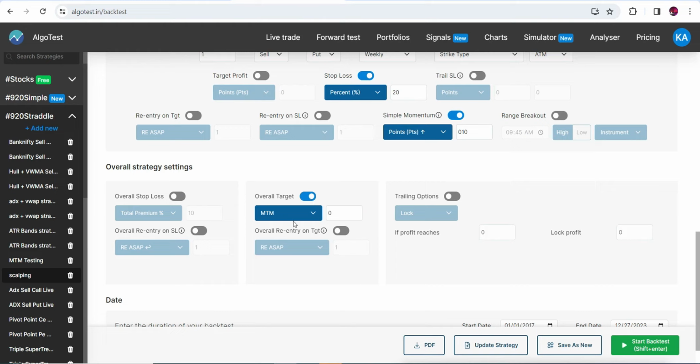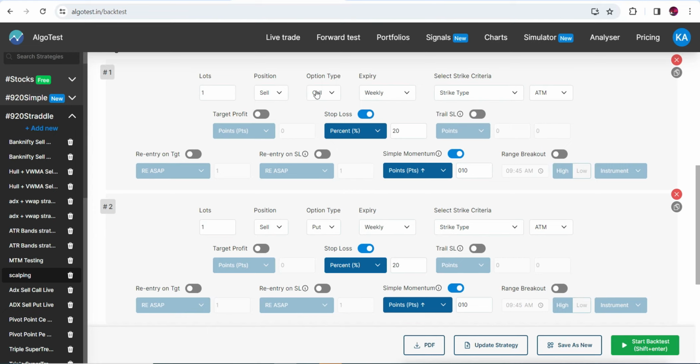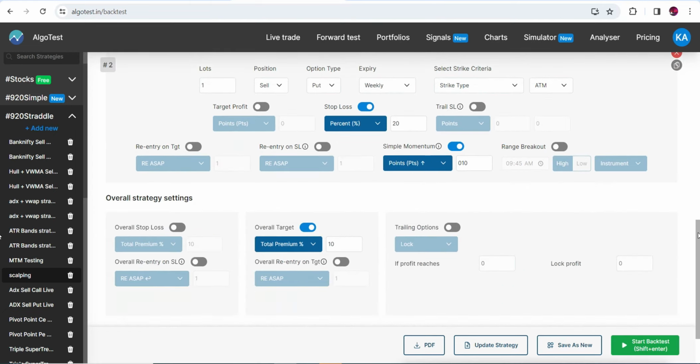It works the same as overall stop loss: if we get 1000 profit, a 1000 target in our strategy, it will exit that strategy. We can enter any number in MTM terms. If we enter 5000, it means that at any point of time, if our strategy profit hits 5000, it will exit that strategy. Total premium percentage, as I have explained, with 10 percentage, it will calculate 10 percentage of the total premium. We have sold put, we have sold call, so it will calculate total premium percentage.